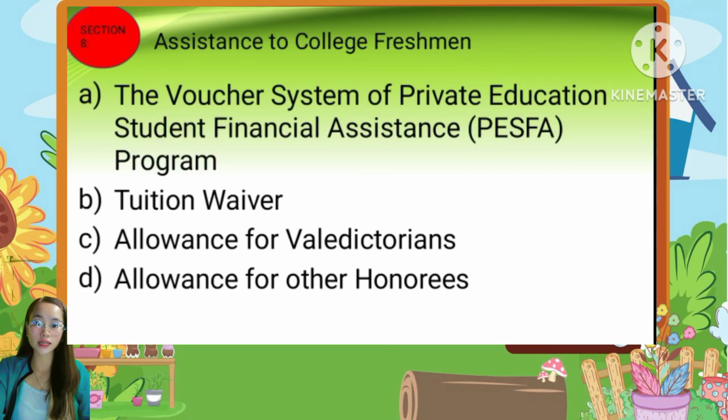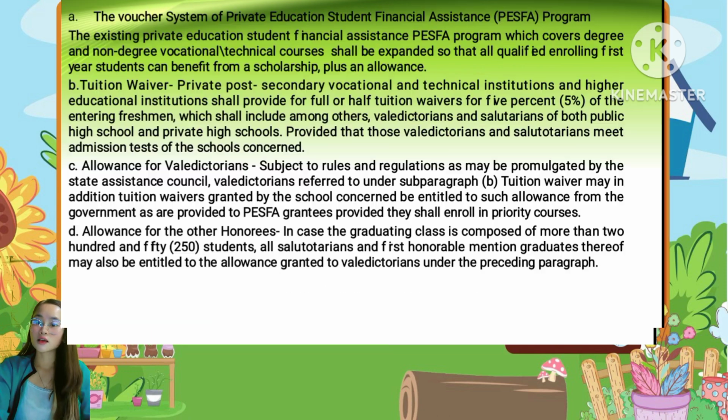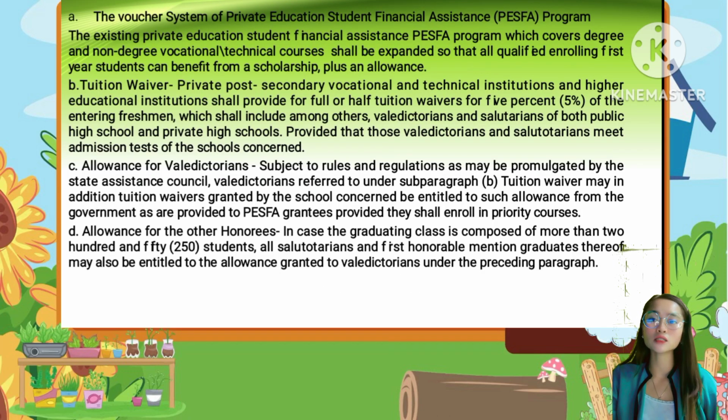We have here in Section 8, the assistance to college freshmen. For purposes of this Act, an underprivileged student shall refer to a student whose gross income, if any, and that of the combined annual gross income of his or her parents do not exceed 7,000 pesos. Here in paragraph A, the voucher system of the Private Education Student Financial Assistance, or PESFA, program. B, the tuition waiver. C, the allowance for valedictorians. D, the allowance for honorees. First, the voucher system of the Private Education Student Financial Assistance, or PESFA, program.